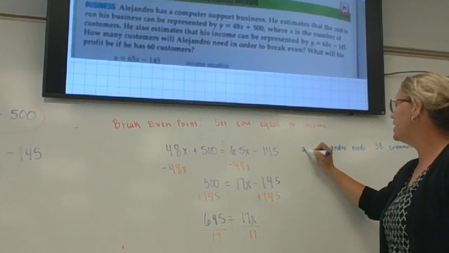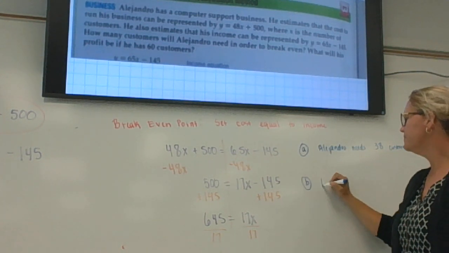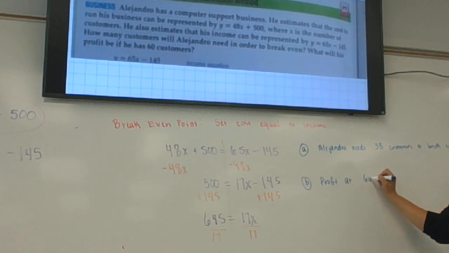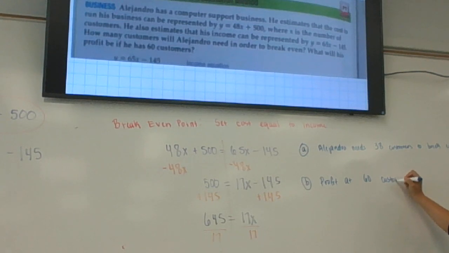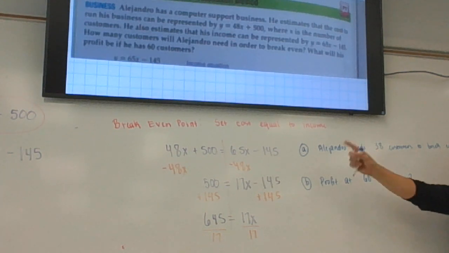So let's call that letter A. Letter B. What will his profit be at 60 customers? Max, what are you thinking? How are we going to figure this out? Profit at 60. Use your frontal lobe. There's an equation up here about profit. Which one is it?